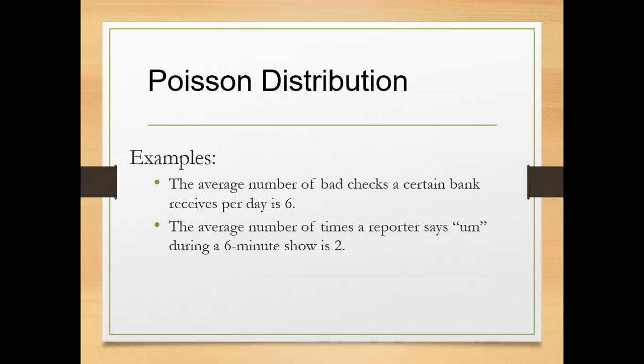So here's some examples. The average number of bad checks a certain bank receives per day is 6. I don't know that I'm always going to have 6 bad checks in a given day. That's just the average. The distribution of the number of bad checks I'm going to get in a random day has the Poisson distribution. So I have a known average rate, and I'm just counting the number of observations that happen in my window of observation.